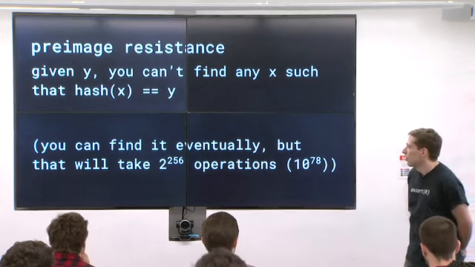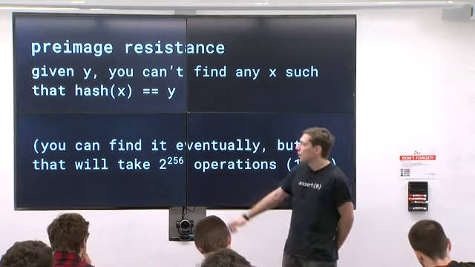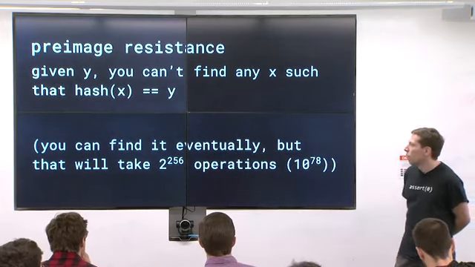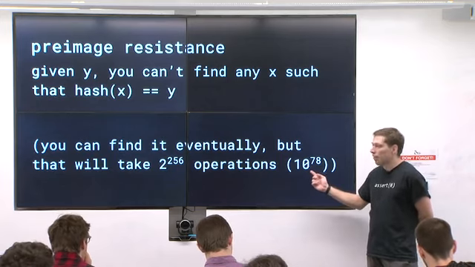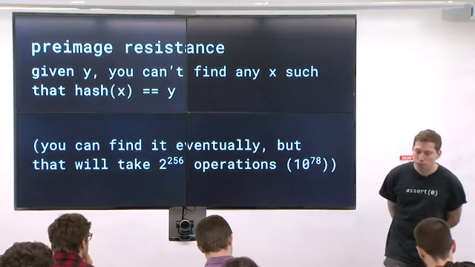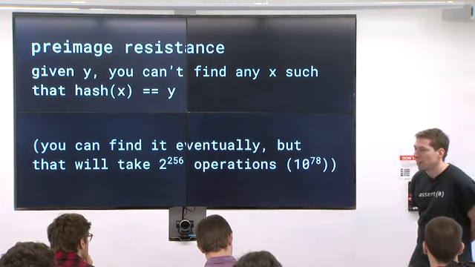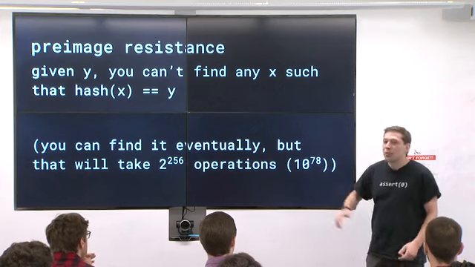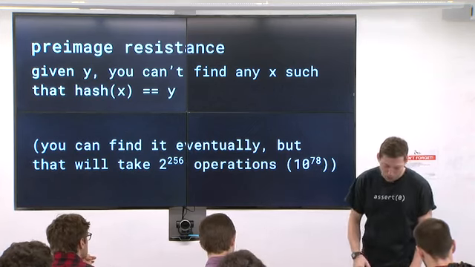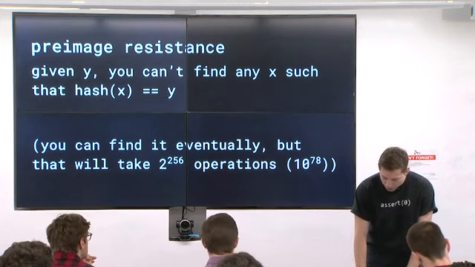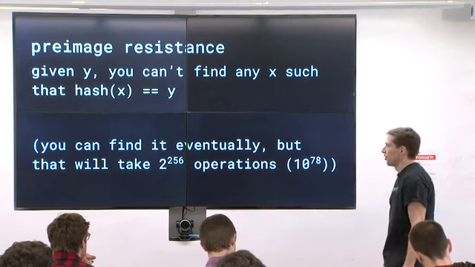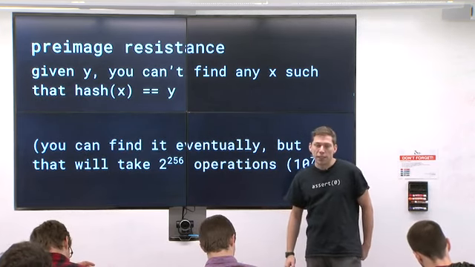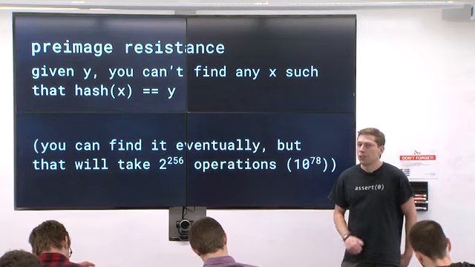It's just impractical, right? It's like, yeah, maybe you'll be able to find it, but it's going to take you 2 to the 256 tries to find any specific y value. And that's about 10 to the 78, which is a number that's big enough that you can sort of round it up to infinity. Well, I mean, not quite, but big enough that you're not going to be able to compute that, right? The sun will burn out and the universe will die and stuff like that. So that's pre-image resistance. You can't go backwards. Given the hash, you can't find what led to that. Okay, any questions about pre-image resistance?